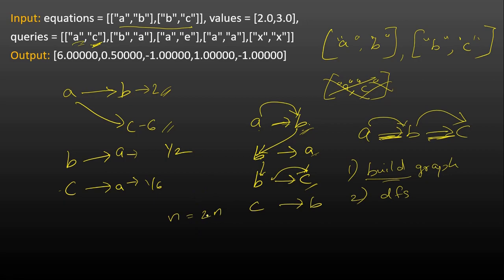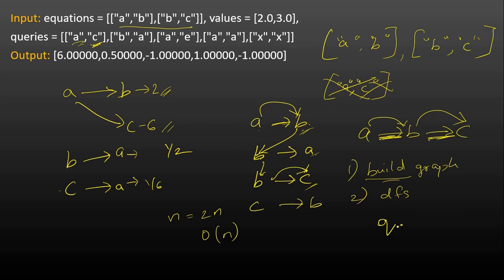So the total space that will be used is 2 of n, which is the same as O of n. And the time complexity here, for DFS, we will go through each query. So the number of elements in the query, let us say it is q.